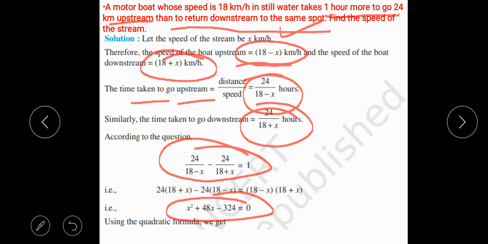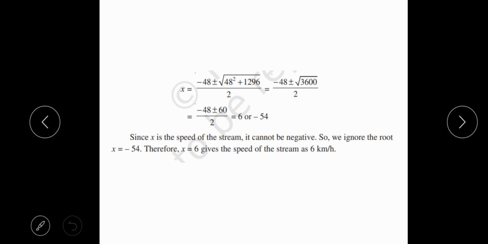Now you can solve by using any one method, that is the factorization method, the quadratic formula, or the equating coefficient method. But here we are using the quadratic formula. By using the quadratic formula we will get the value of x as 6 or minus 54. But here speed can't be negative, therefore we are considering only 6. Therefore the speed of the stream is 6 km per hour.